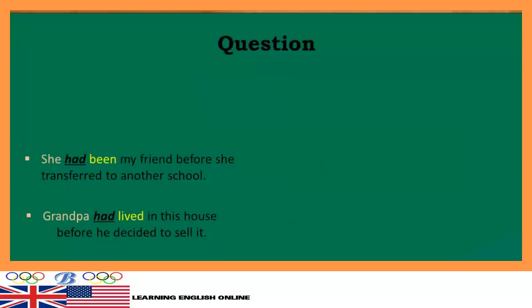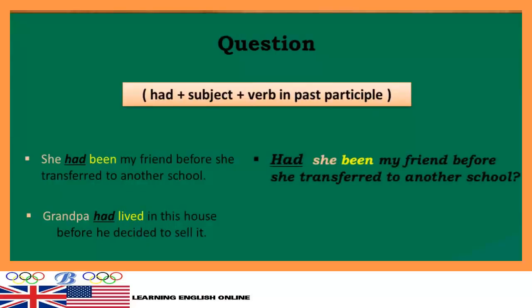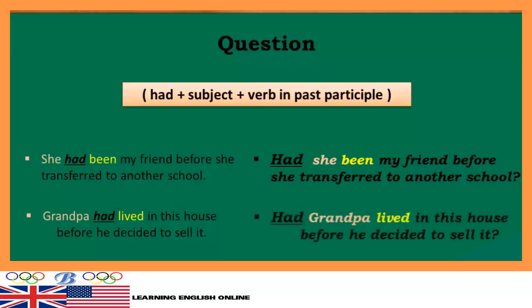For the question, the pattern is had plus subject plus verb in past participle. Examples: She had been my friend before she transferred to another school. Had she been my friend before she transferred to another school? Grandpa had lived in this house before he decided to sell it. Had Grandpa lived in this house before he decided to sell it?